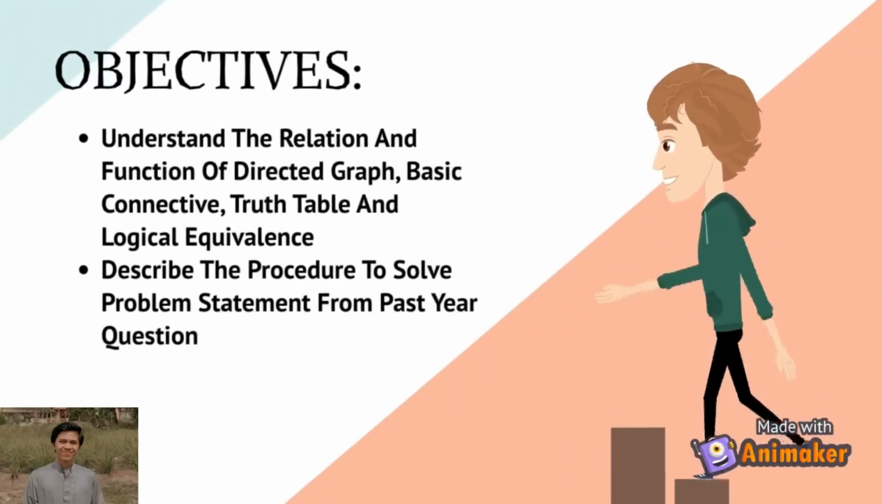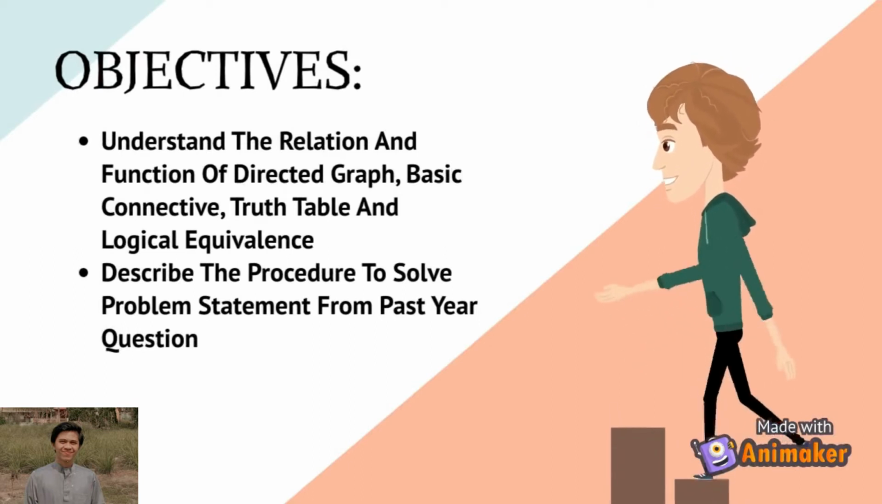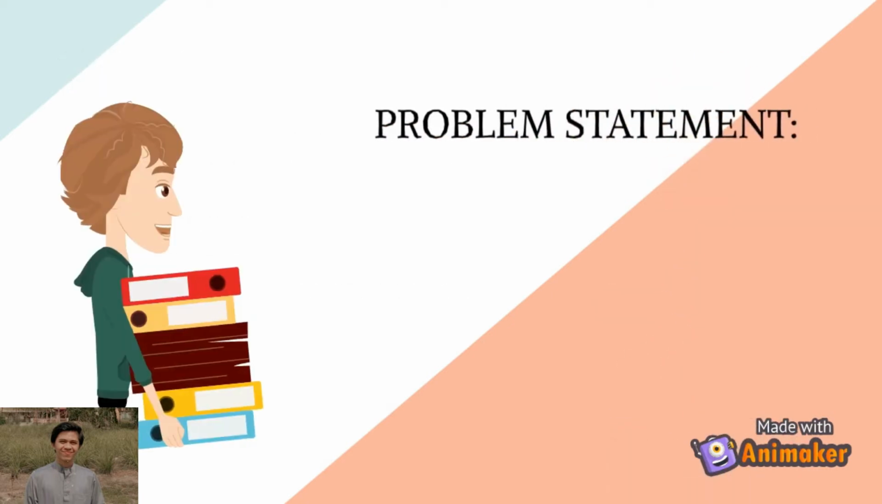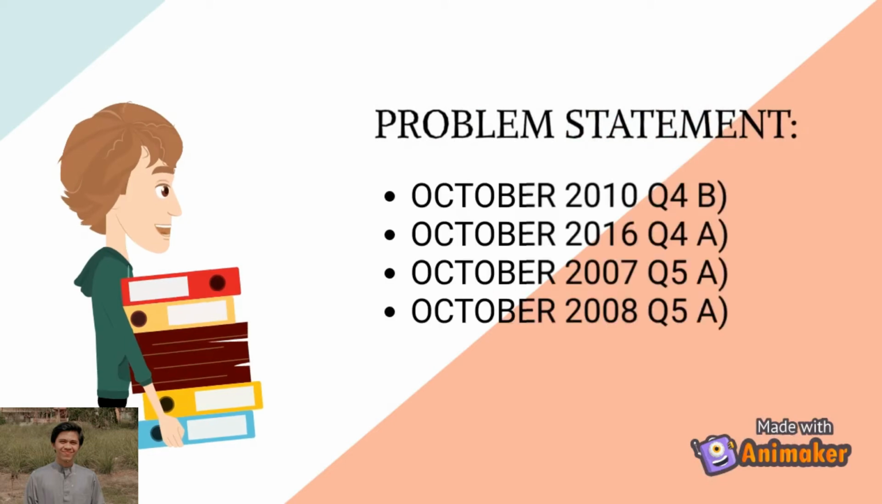The objective of this video is to understand the relation and function of directed graph, basic connectives, truth table, and logical equivalence, and also to describe the procedure to solve problem statements from past year questions. For the problem statements from past year questions, we choose to share the solutions of October 2010 question 4b, October 2016 question 4a, October 2007 question 5a, and October 2008 question 5a.